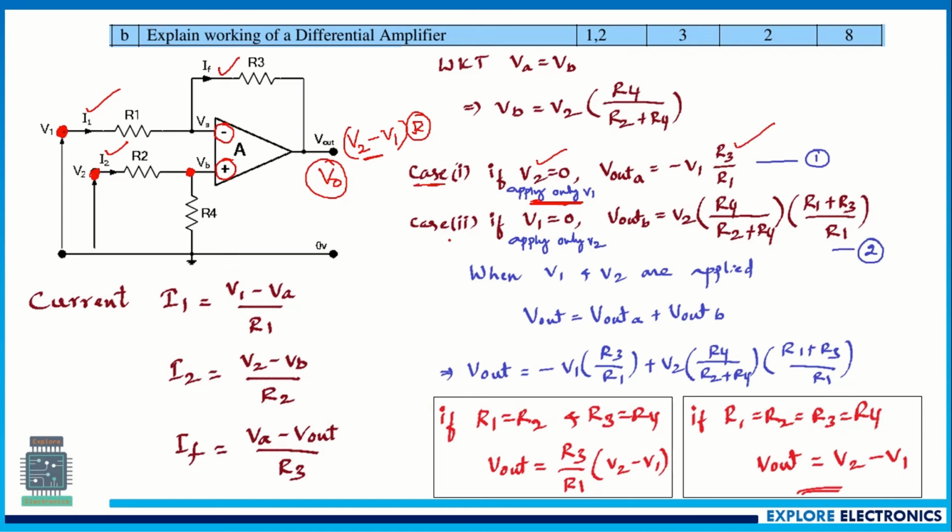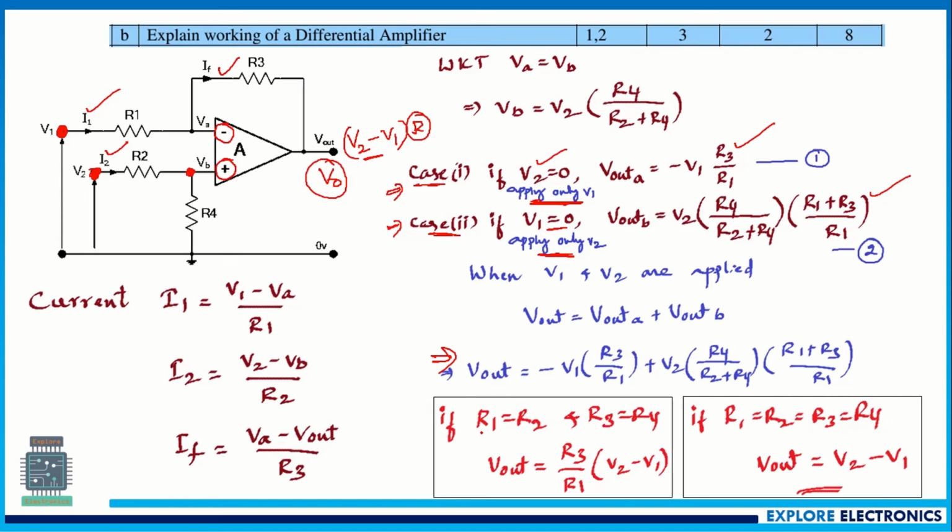What is the output we are going to get? That is case 1. Case 2 is applying only the voltage V2 and neglecting V1, so V1 will be 0. What is the output we are going to get? By taking these two cases into consideration, we can add these two outputs. Once we add these two outputs, we get an expression like this. This is Vout. But this expression consists of R3, R1 components.